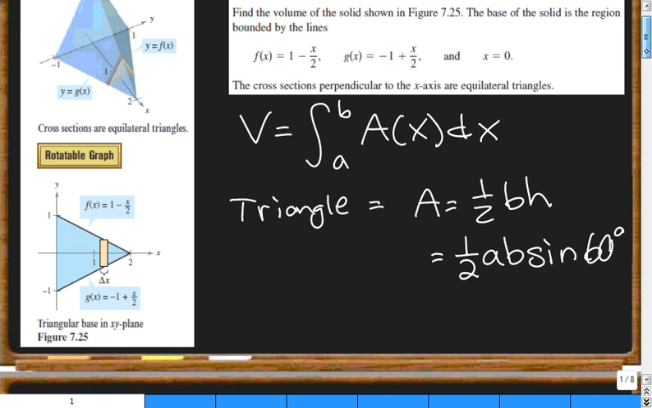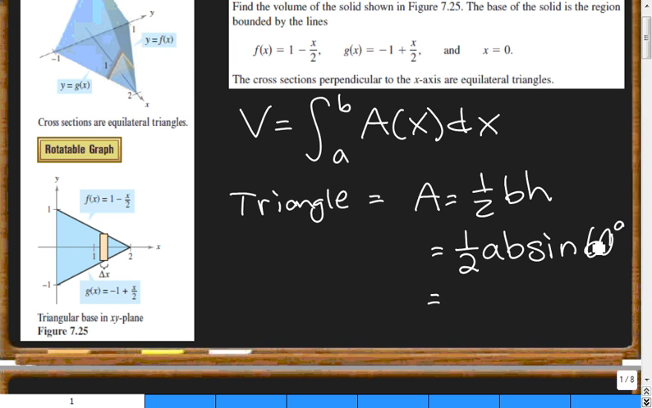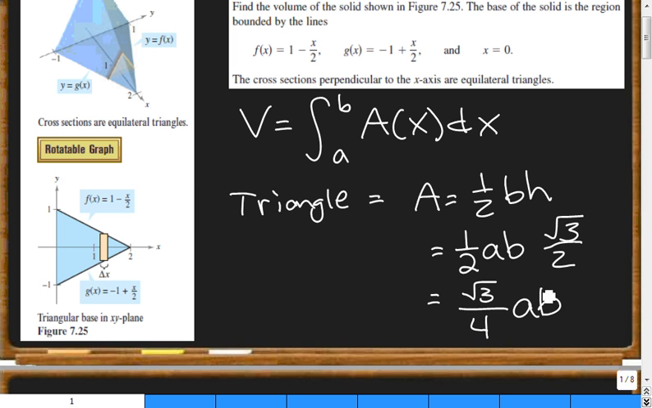So we're going to use this. Now this is the same thing because the sine of 60 degrees is the same thing as the square root of 3 over 2. What we're going to get is the square root of 3 over 4 times a times b, which is going to be one of our sides squared. So what we need to do is figure out what the side is. Again, follow that video back in case I lost you on how to find the area of an equilateral triangle.